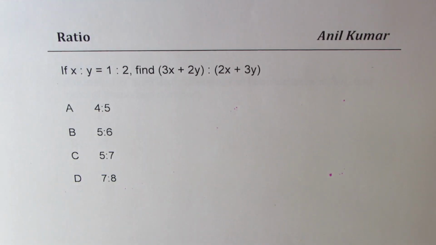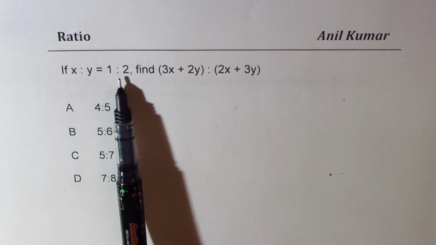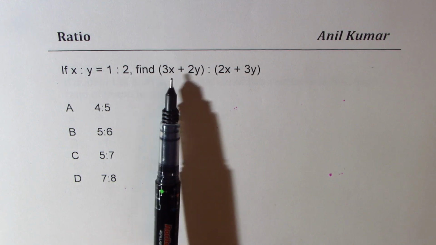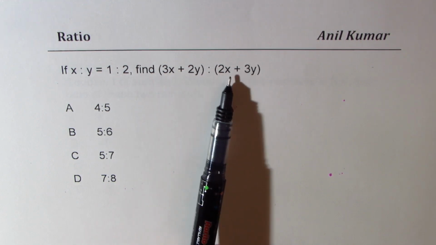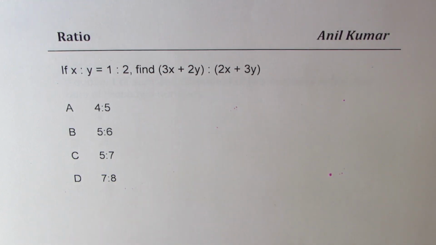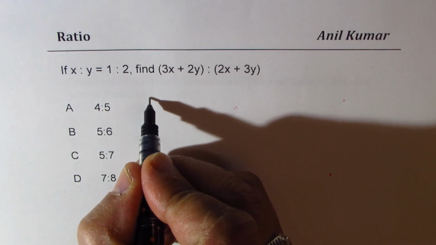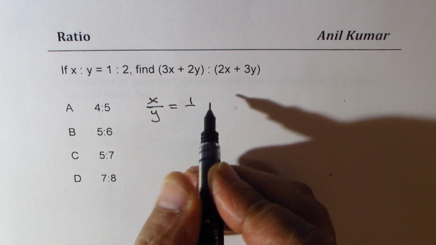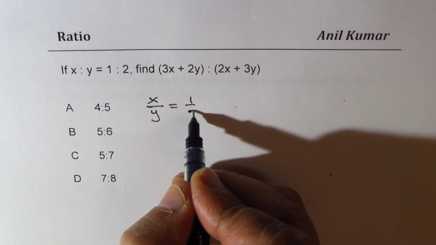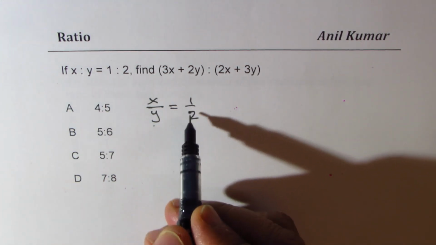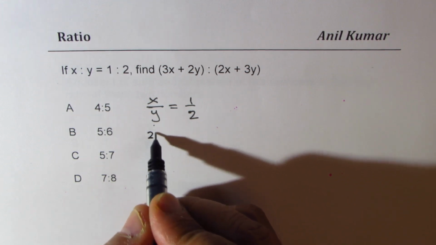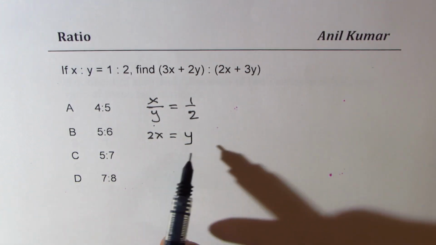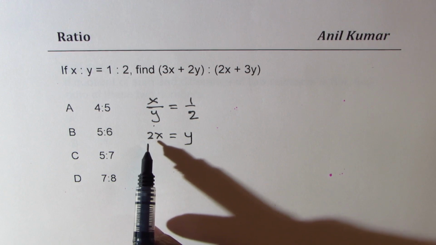Now, let's get into more operations with numbers to get the ratios. If x is to y is 1 is to 2, find 3x plus 2y is to 2x plus 3y. Okay. Now here, my strategy will be to write x and y in terms of one another, right? So we know x over y is half. So I could write this as 2x is y.